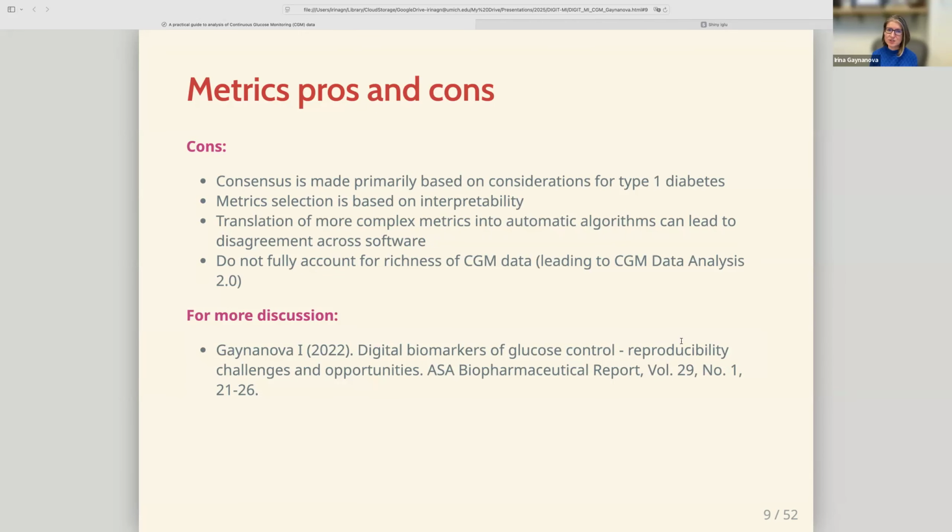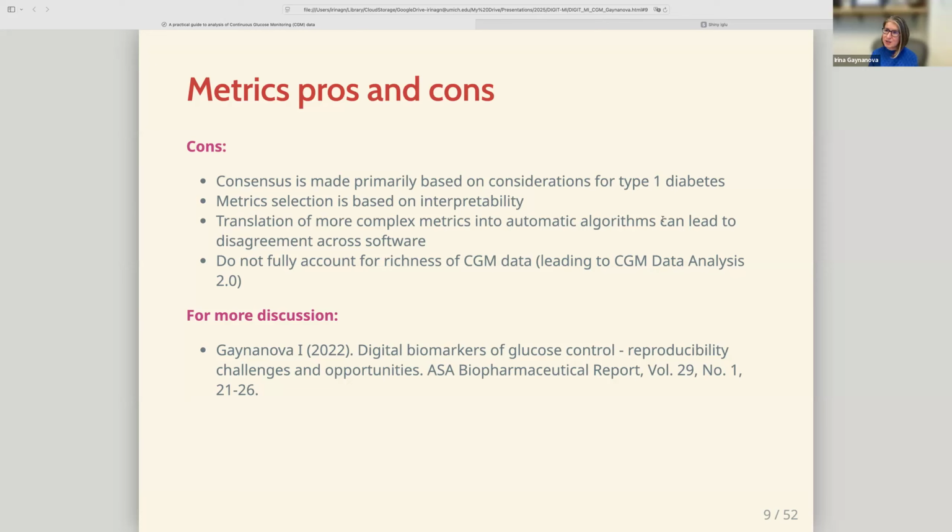There are also a lot of disadvantages. A lot of this consensus and these metrics are primarily based on the type 1 diabetes population. So as we start studying different populations, maybe we're interested in gestational diabetes, or in patients who develop prediabetes, or whatever that may be, it's not immediately clear that those metrics are the optimal ones. Sometimes the metrics are selected based on interpretability. Some of them are very easy to explain to the patient, very easy to explain to the provider, but maybe they don't provide us with the most power to detect associations that we're interested in.